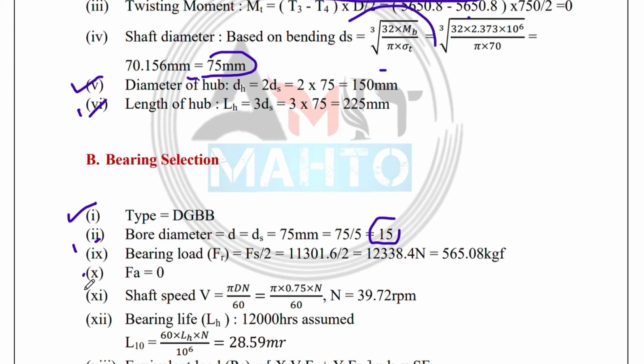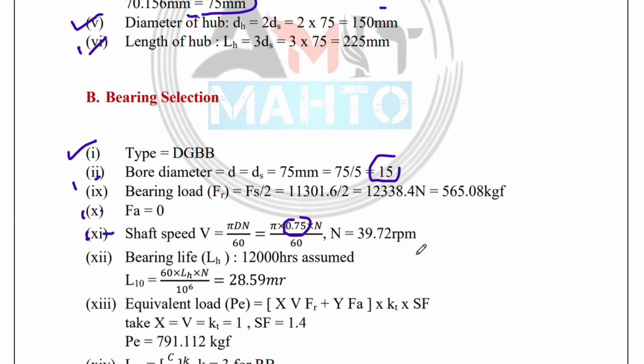Next, Fa will be 0. Then find the shaft speed. Shaft speed V is equal to pi D N upon 60. D value will be the diameter of the pulley. Put the diameter of the pulley in meters, don't put it in mm. Okay. This V value we got in step number 1, which is 1.56 meter per second. Put all the values, solve it, we get N is equal to 39.72 rpm.